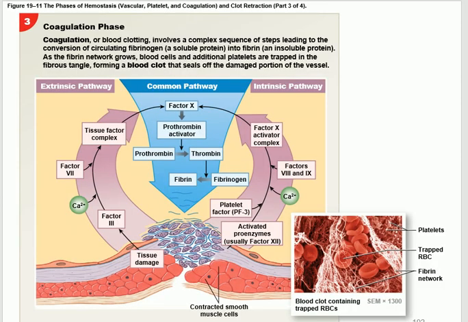So extrinsic pathway, injury, all these factors, activating factor 10. Or intrinsic, we have no idea what happened. Something happened that activated the proenzymes, and you end up activating factor 10 as well. So here is what you have to know, the common pathway. Whatever the reason that you activated factor 10, this is your issue. Factor 10 will activate prothrombin activator, that will activate prothrombin to thrombin, that will activate fibrinogen to fibrin.